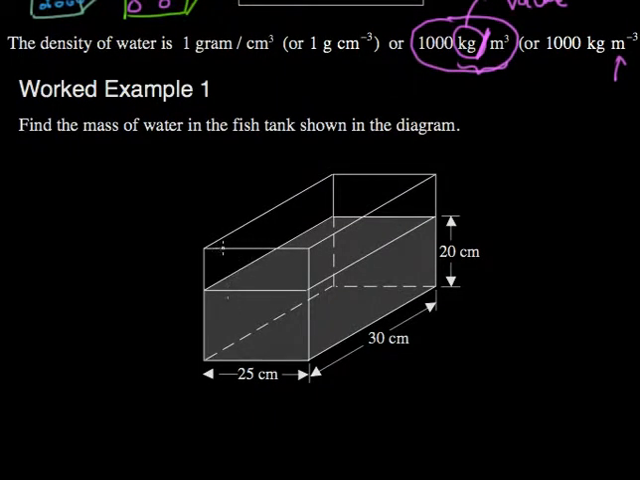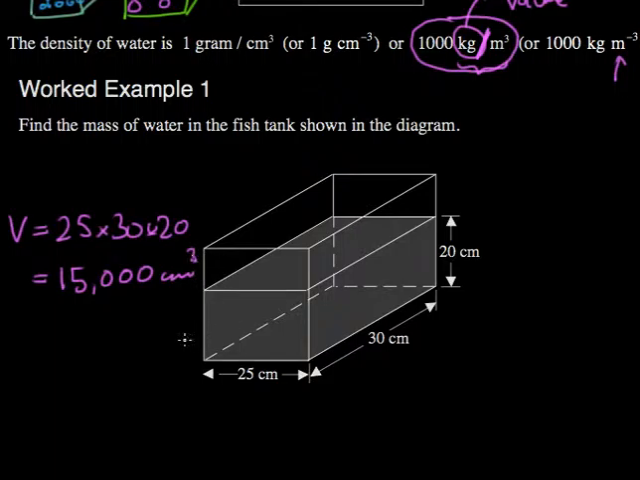In this first worked example, to find the mass of the water, well, we've been given a volume here. So we can work out the volume straight away without really knowing what else to do. The first thing is just to find the volume of water, and the volume is 25 times 30 times 20. And by multiplying all this together, you get 15,000 centimeters cubed. But it's asking for the mass.